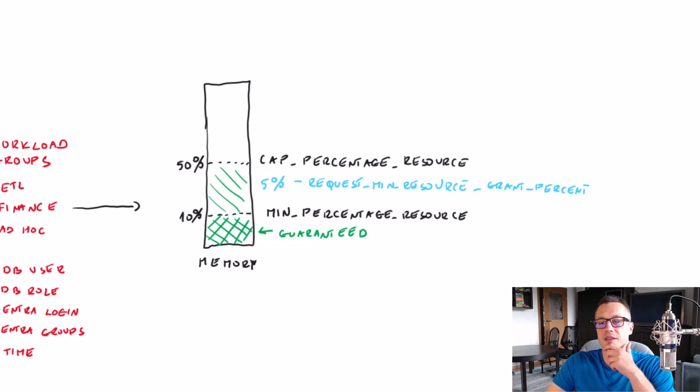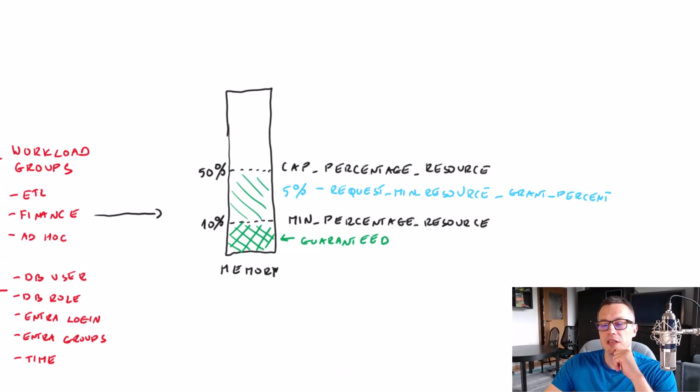All right, and now you might think, so if we allow finance guys to use between 10 and 50% of memory, and each of the queries will use at least 5% of memory, then it might happen that there will be 10 queries running at the same time, right? Because they are allowed to use half of the memory, and each of the queries will use 5%, so 50 divided by 5 equals 10. Not really, it doesn't work that way.